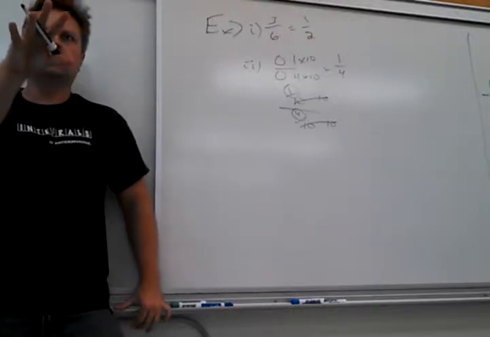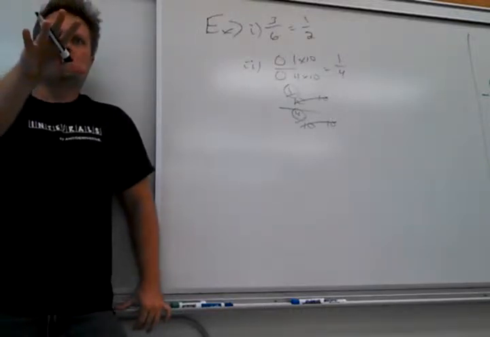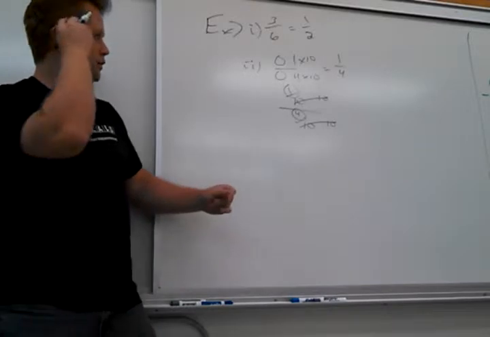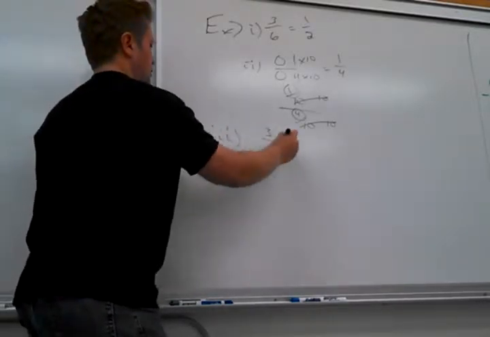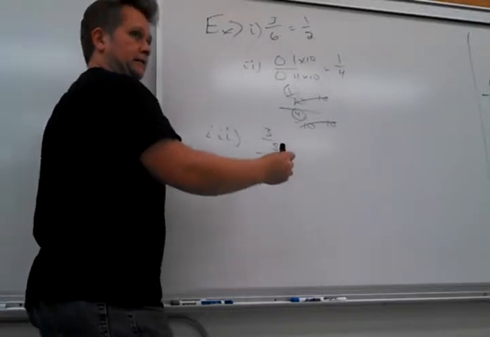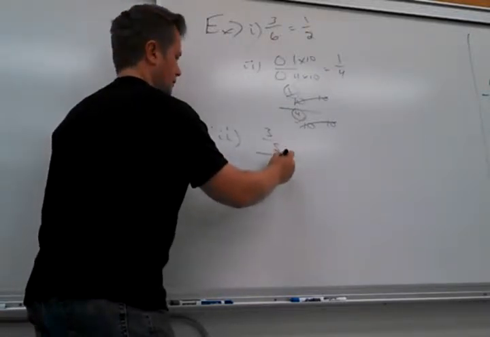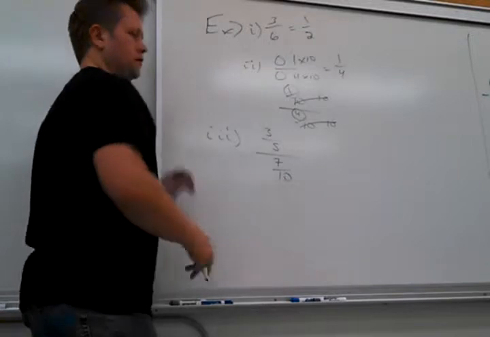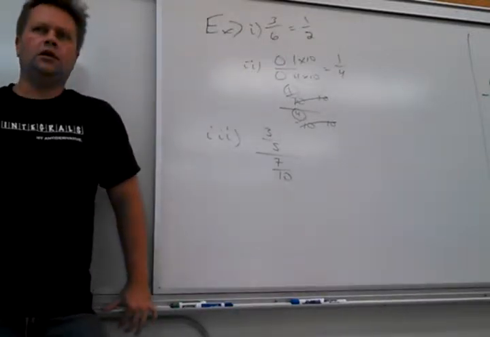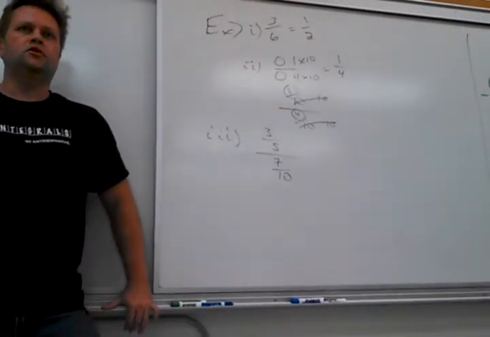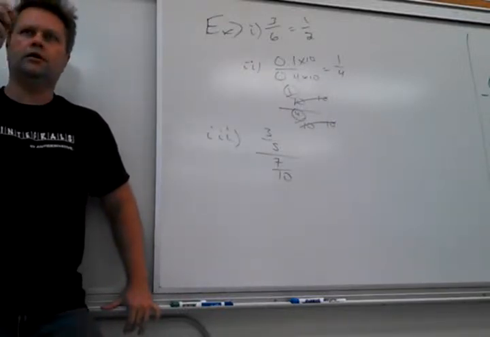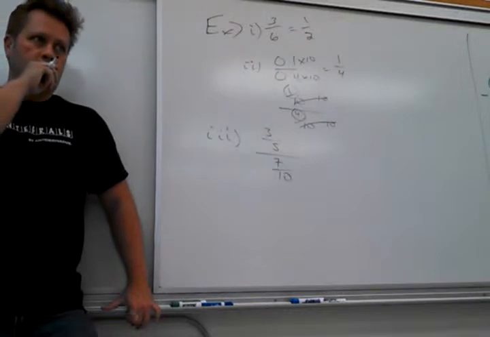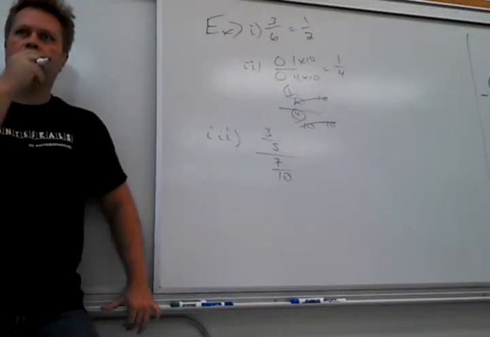How you guys doing? Good. So if I have 3/5 divided by 7/10, we desperately want to either run away from the thing or do something to make it look better. Why does it look ugly? There's a fraction of a fraction, so we don't like that.